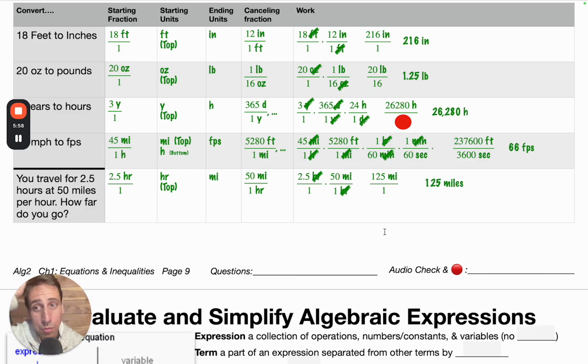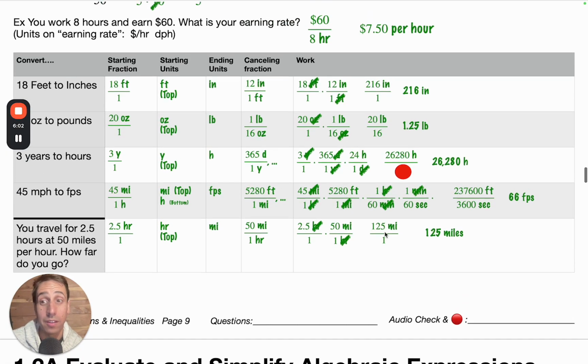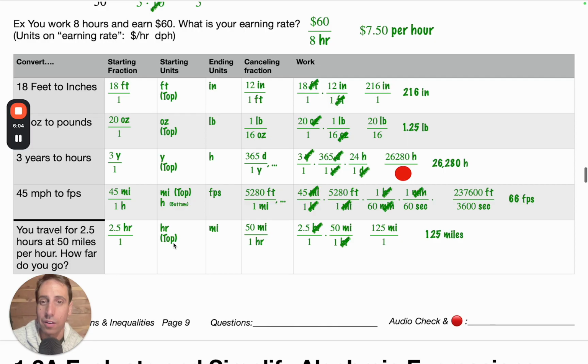So like I said, 2.5 hours is not the same thing as 125 miles, but it is if you assume you're going 50 miles an hour. So that's how we were able to convert from one thing to another.